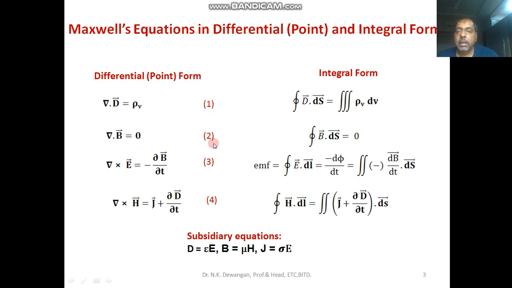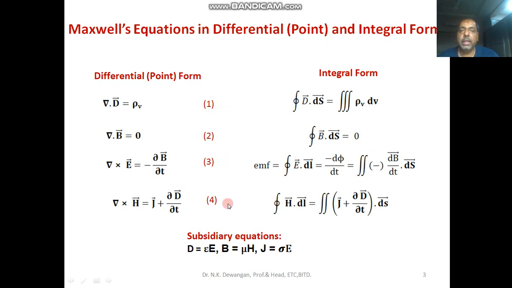This is the second Maxwell equation, and the third Maxwell equation is the curl of E vector. E is the electric field vector, that is equal to minus del B vector divided by del t. This is the third Maxwell's equation in differential form, and the fourth is curl of H equal to J vector plus del D vector divided by del t, where J is the conduction current density, and D vector is again the displacement vector. So these are the four Maxwell's equations in differential form.